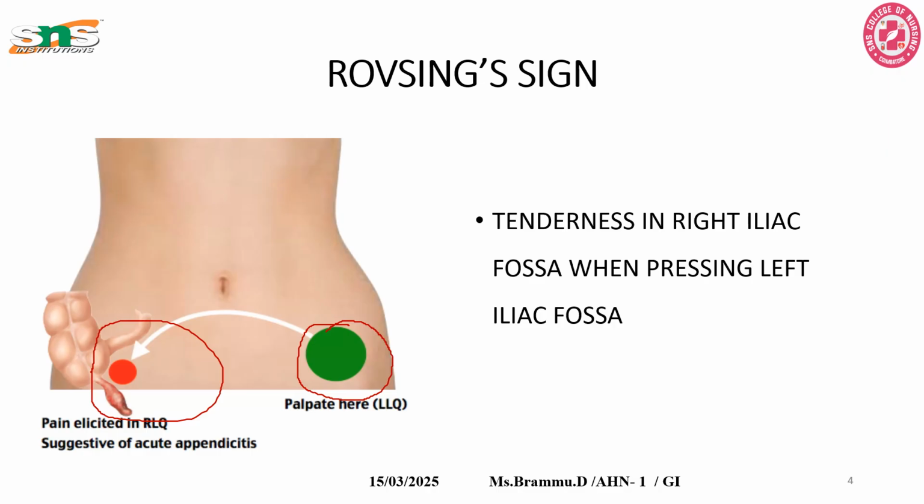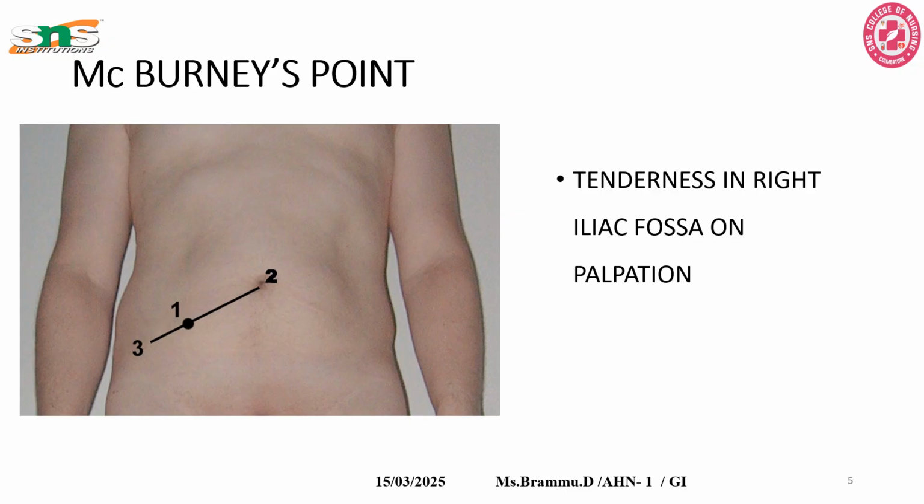Upon compressing on the left side, the patient is going to have severe sharp shooting pain on the right side. The next important and very commonly known sign is McBurney's point. You draw an imaginary line from the umbilicus to the anterior iliac spine, and on the midway, at the lower third, lies the appendix, which we call McBurney's point.